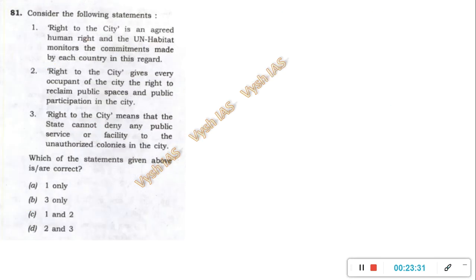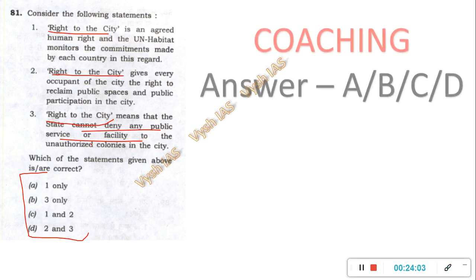Now right to city. This was a very confusing thing and not very popular also, so students actually struggled with this, and the options also were very weird. Here, if you see, right to city is an agreed human right, and the human habitat monitors the commitments made by each country in this regard. Then right to city gives every occupant of the city the right to reclaim public spaces and public participation in the city. Then it means that the state cannot deny any public service or facility to the authorized colonies in the city. So everything in a way can look wrong, so we were confused which one to eliminate, and that is why different answer keys came.